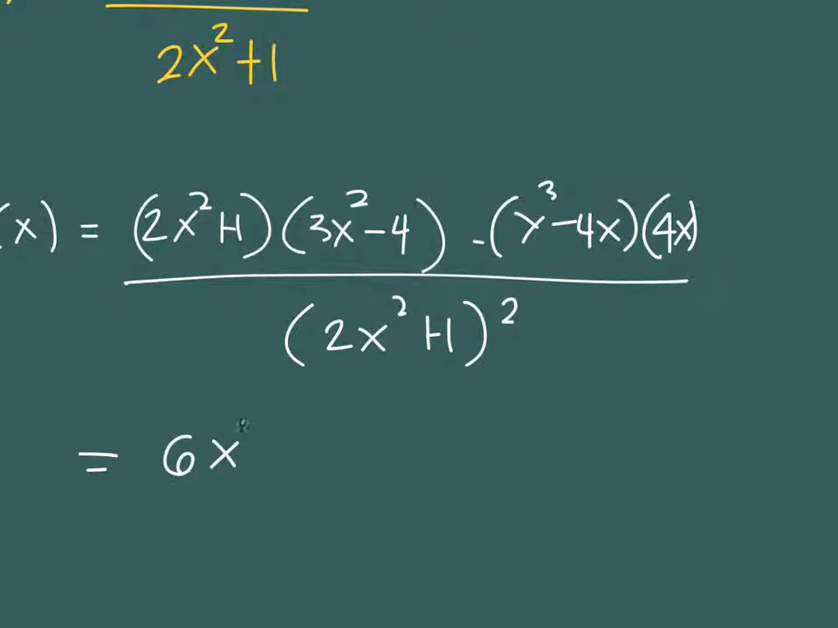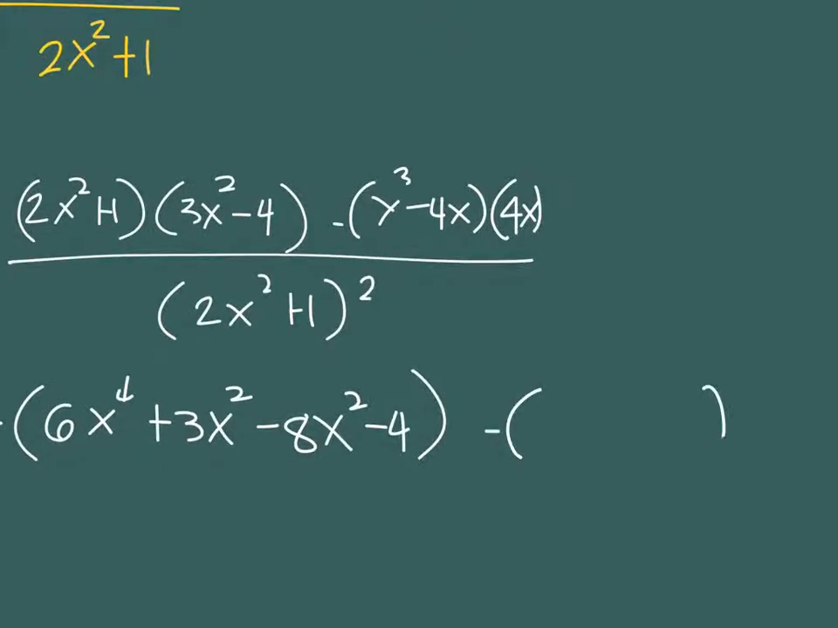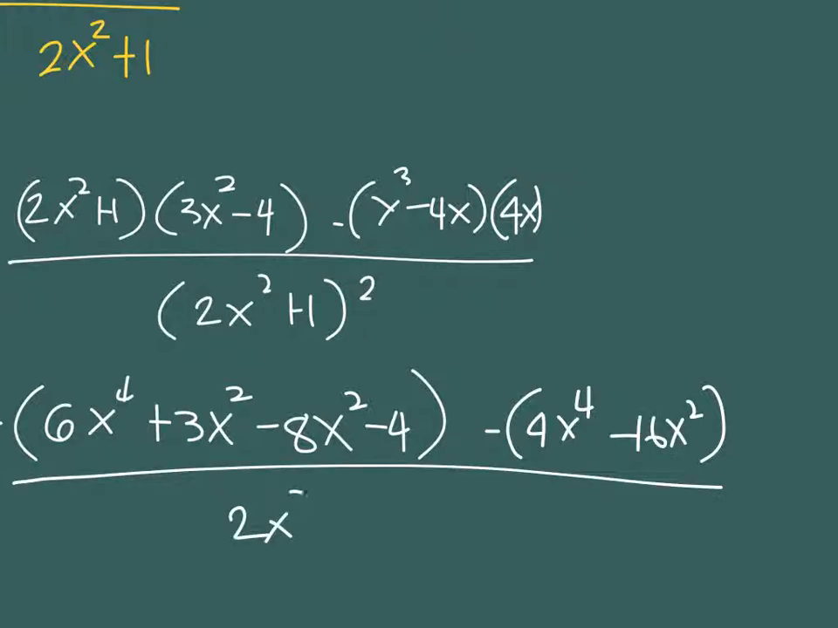6x to the 4th. And then, sige, sulat natin. 3x squared minus 8x squared minus 4. Is that correct? Okay. Let's close this with a parenthesis. Minus, let's put the 4x inside. To the 4 minus 16x squared. No need to expand the denominator unless it is needed. Like this, if this is a multiple choice test and you see the denominators in the choices are all expanded, then you are forced to expand.